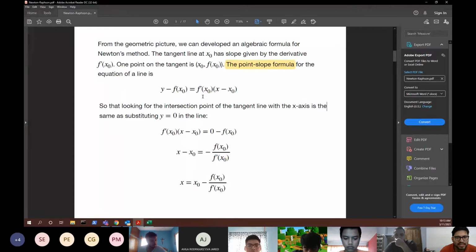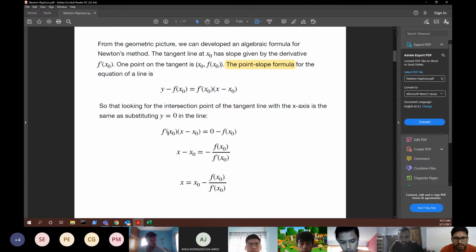So here we are assuming that y is equal to 0. If we have this equal to 0, we are just making a mirror of the function. So we have the derivative times x minus x0 equal to 0, because y is 0, minus f of x0. So we just want to rearrange it. We multiply this one times this one, and actually this is 0.